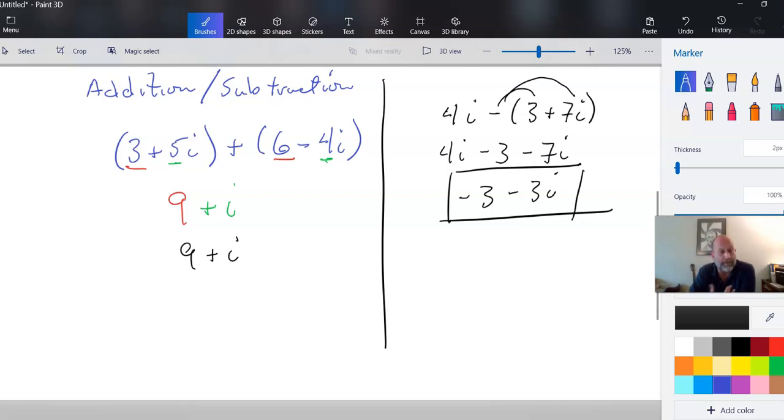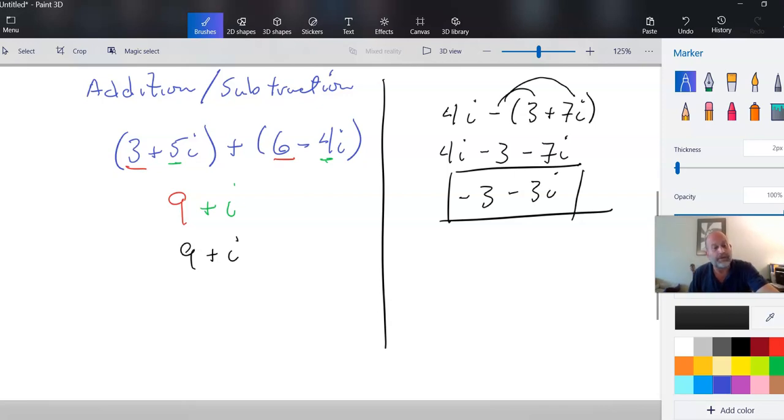Honestly, this is about as much as there is to adding and subtracting complex numbers. It's just a matter of matching up the terms, right? So you add the real to the real, and then add the imaginary to the imaginary. And that gives you your new real and imaginary values.